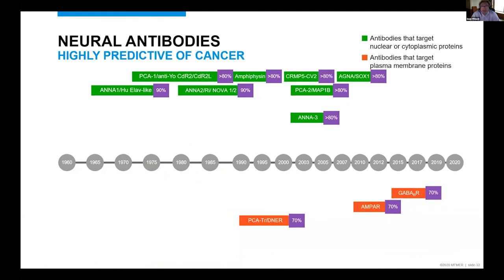So if you find an antibody like this, it tells you, yes, this may be a T cell or an antibody-mediated neurological disorder or encephalitis, but it also tells you that you must look for an underlying cancer. And remember that in these disorders, the cancers are generally identified after the onset of the neurological disease, and in fact, oftentimes after the identification of that specific antibody.